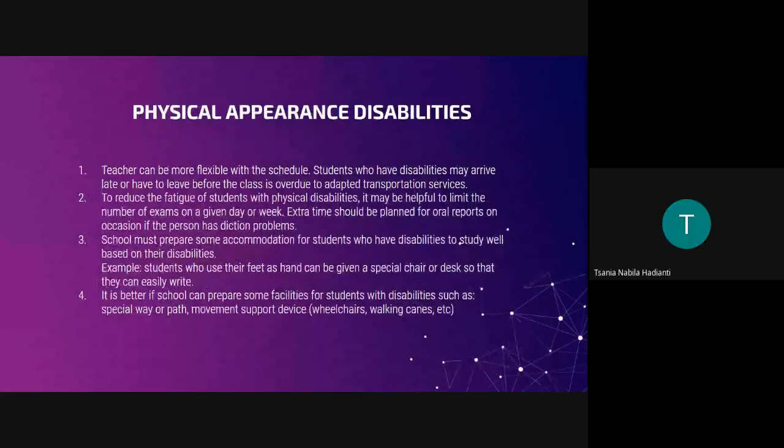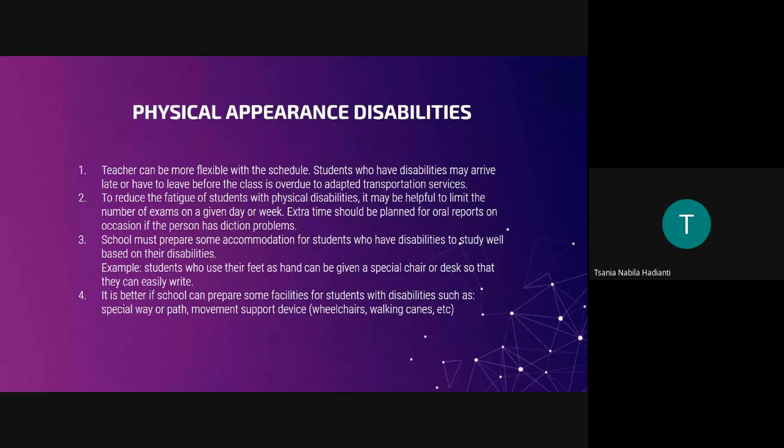And the solution for students with physical disabilities, for example: first, the teacher can be more flexible with the schedule. Students who have a disability may arrive late or have to leave before the class is over due to adapting transportation service. Second, to reduce the fatigue of students with physical disabilities, it may be helpful to limit the number of exams on a given day or week. Extra time should be planned for oral reports on occasion if the person has diction problems.